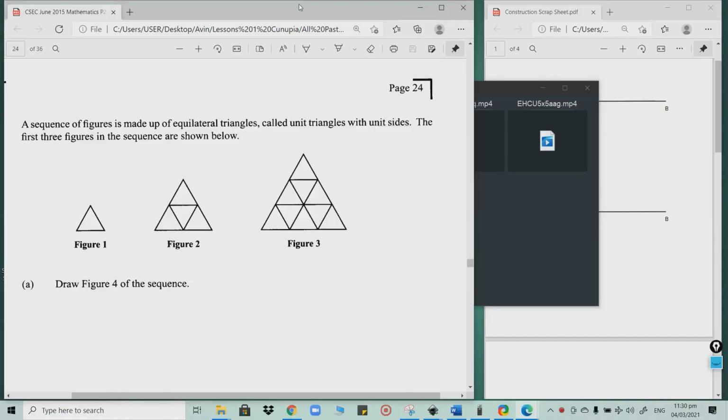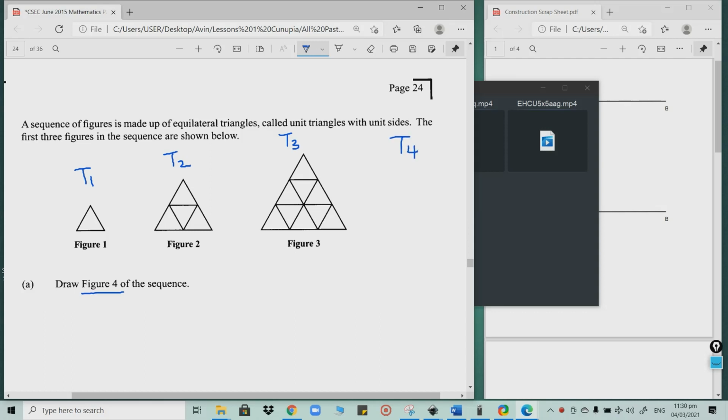Let's do another question here on sequences. Here you have some triangles. Now immediately, I know this is supposed to be T1, T2, and T3, term 1, term 2, and term 3. Draw figure 4. So they want us to draw figure 4, T4.